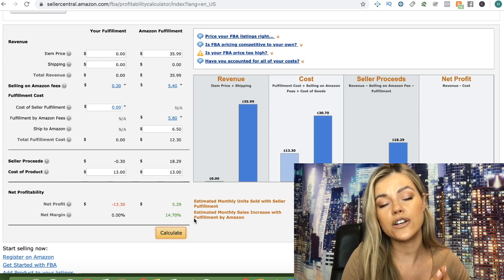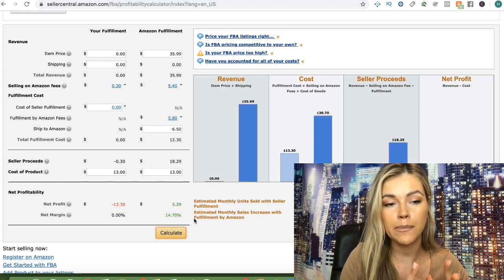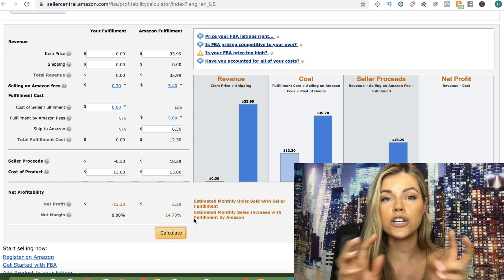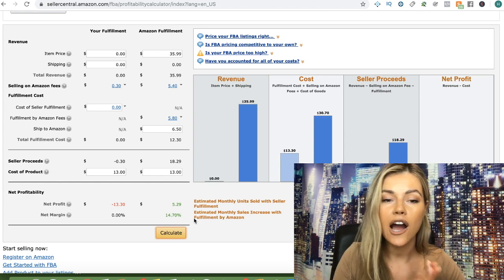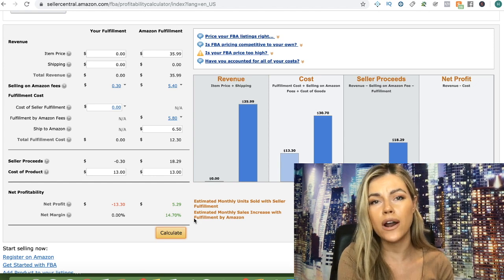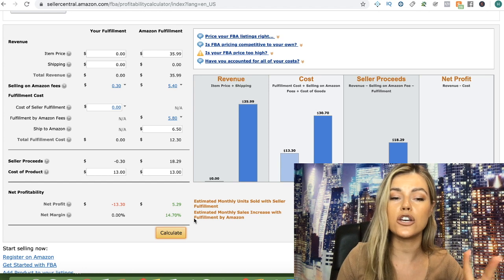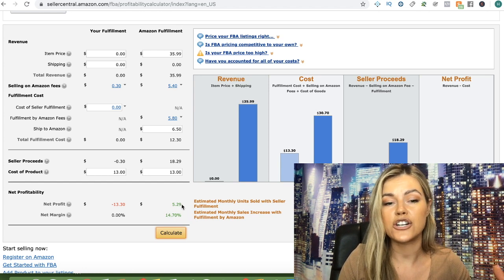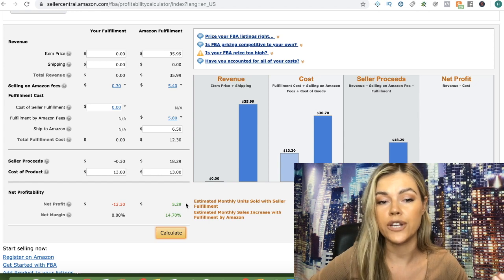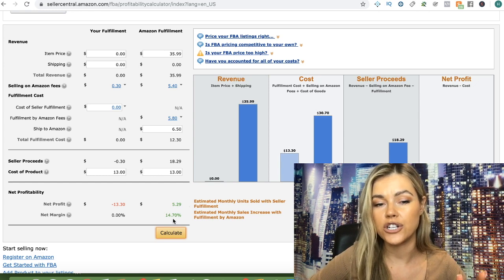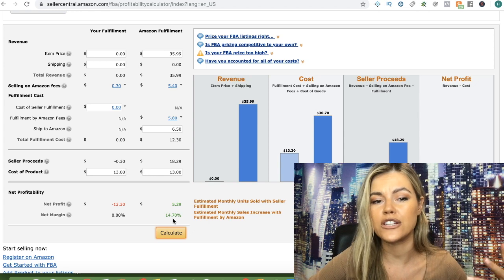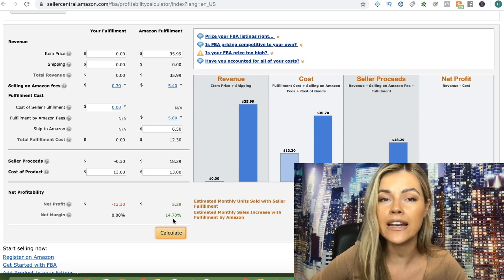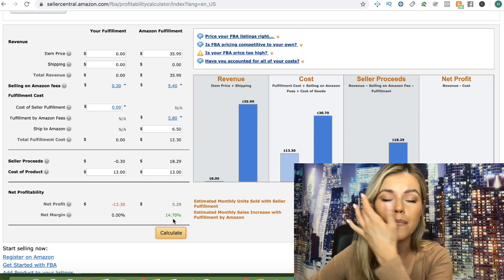14.70%. That might not seem like a high profit margin. I typically like to have the net margin be around 30%. However, again, this is really relative to the product and the market, because say it's at 14% like it is here, but the net profit is actually $5. Now that's not too terrible, but say the margin is like 30%, but the profit is $3 because it's a very cheap item and it's cheap price, then that might not be so good.